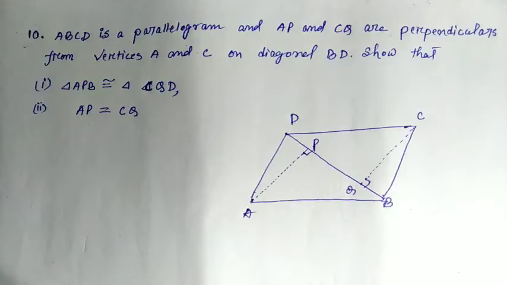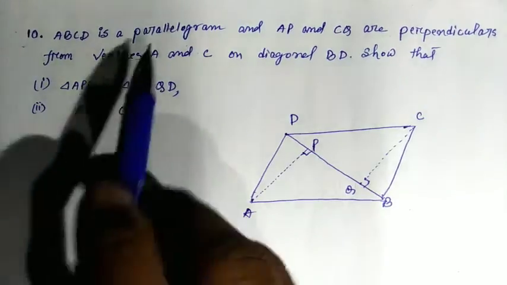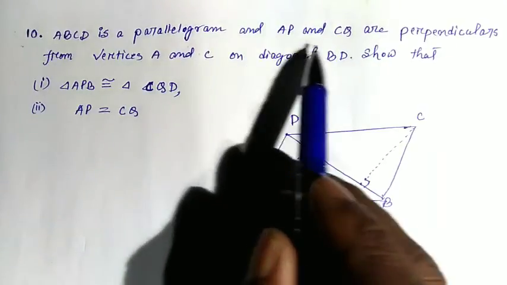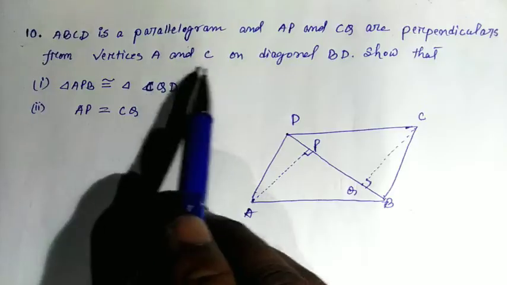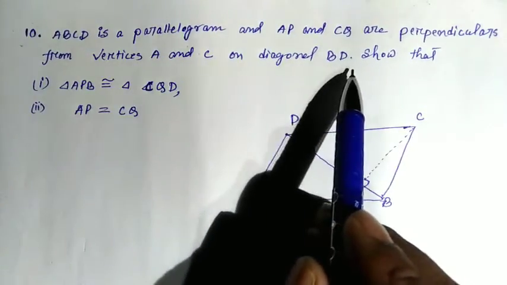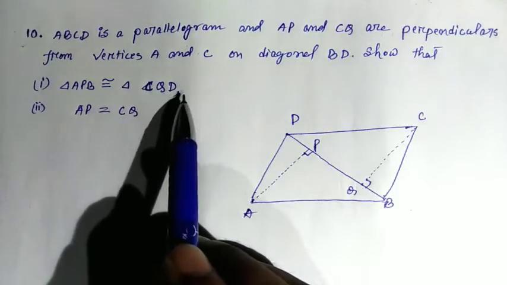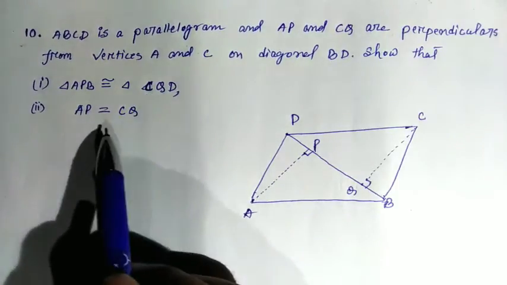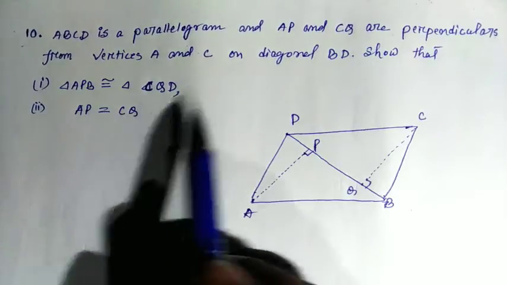Today we will solve question number 10. Question number 10 is given, so you will sit with your textbook. ABCD is a parallelogram and AP and CQ are perpendiculars from vertices A and C on diagonal BD. Show that triangle APB is congruent to triangle CQD, and that AP is equal to CQ.